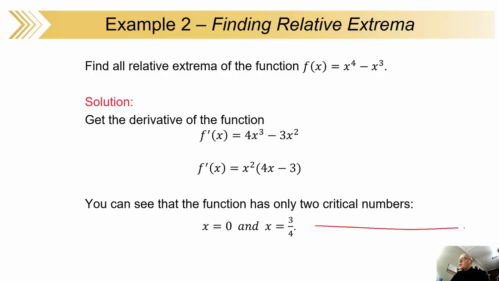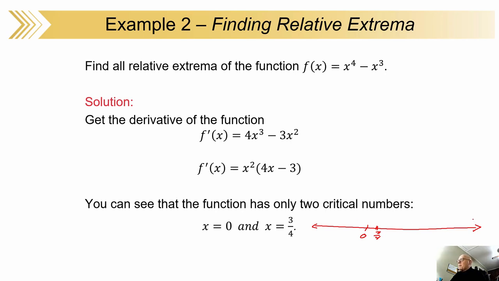Visually, here's your number line. Zero's in here somewhere. 3/4 is in there somewhere to the right of that. The important thing I want to point out is that that splits the number line into three sections. Numbers back here, numbers between the two critical numbers, and numbers to the right of the second one.